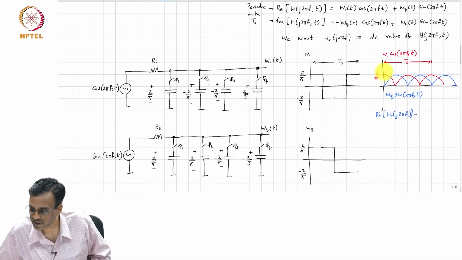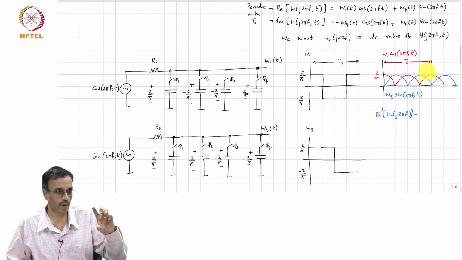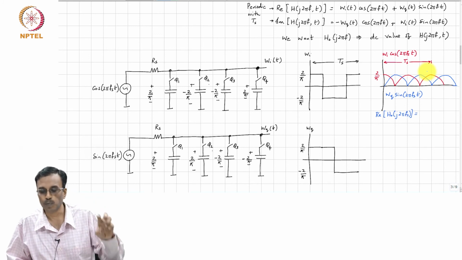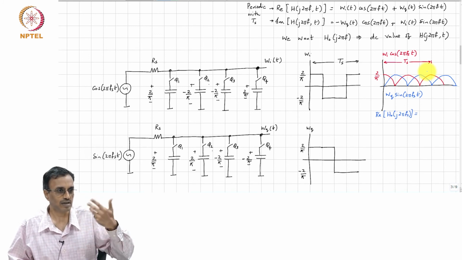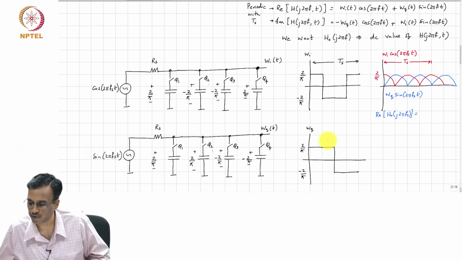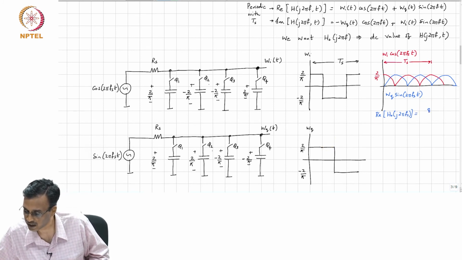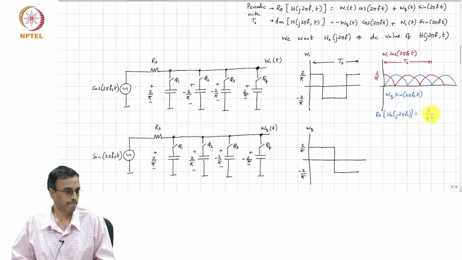So, basically as far as the red waveform is concerned, its average value is 4 by pi square. As far as the blue waveform is concerned, its average is also the same thing, correct? So, the real part of H0 of j2 pi Fs is nothing but 8 over pi square, all right.